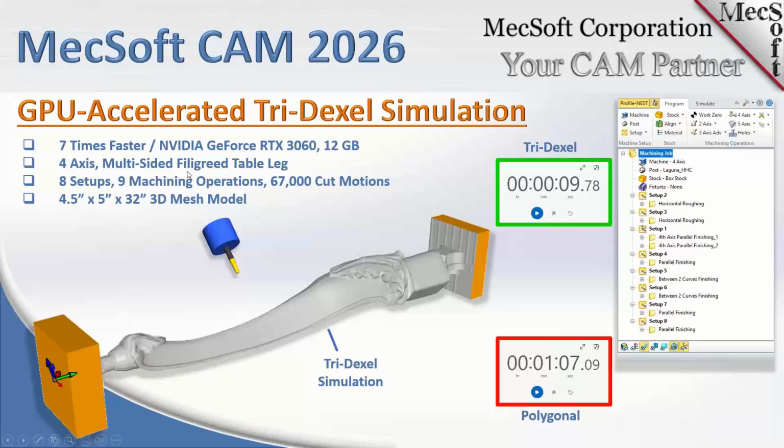So we have a multi-sided filigree table leg, 8 setups, 9 operations, 67,000 cut motions, and the stock is 4.5 by 5 by 32 inches long. And you can see the simulation qualities. You can't really tell the difference from the polygonal. I mean, you can zoom in and see some of the artifact differences, but in a general sense, you're not going to see any major difference in the quality of the simulation itself.